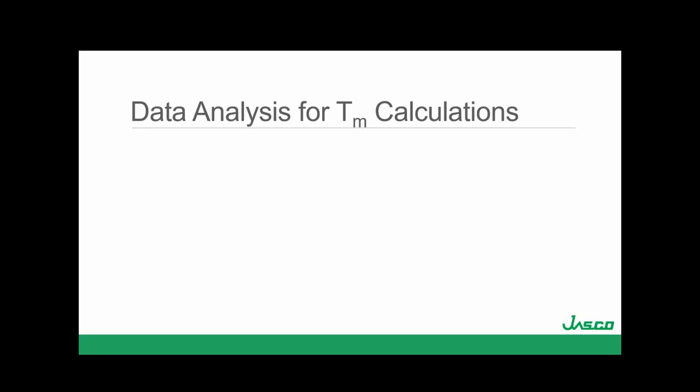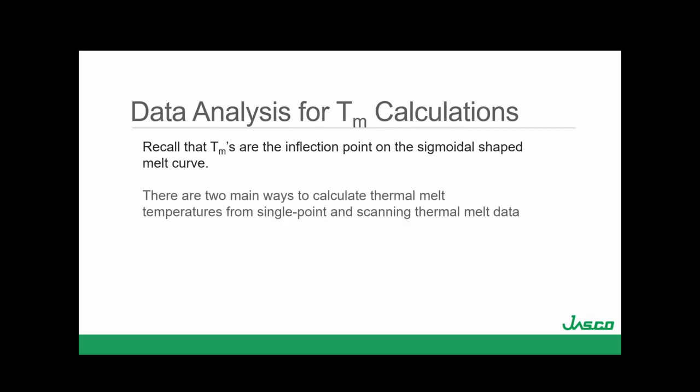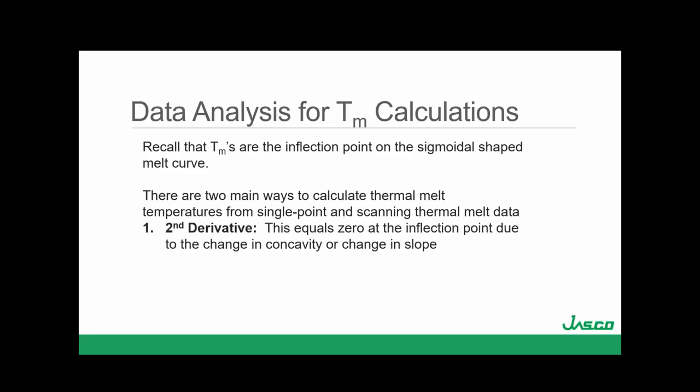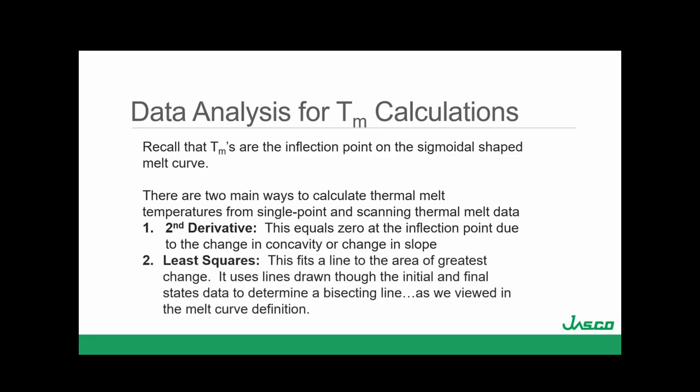But first, I think we should talk about what methods are used to calculate TMs. Recall that they are the inflection point on the sigmoidal shaped curve. So there are two main ways to calculate them, from single point and scanning thermal melt data. The most popular one by far is second derivative, right? Second derivative equals 0 at the inflection point due to the change in concavity and the change in slope, okay?